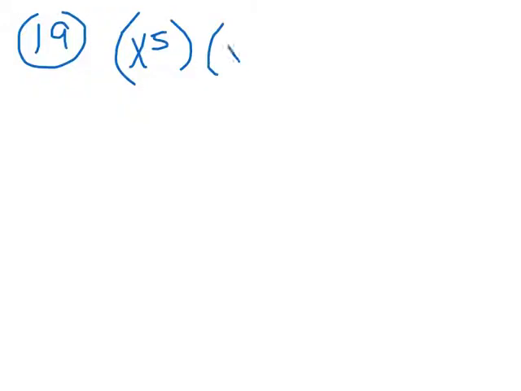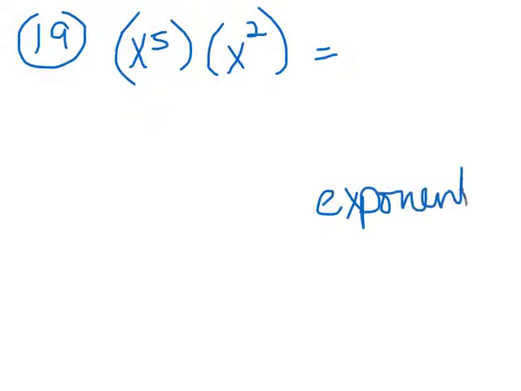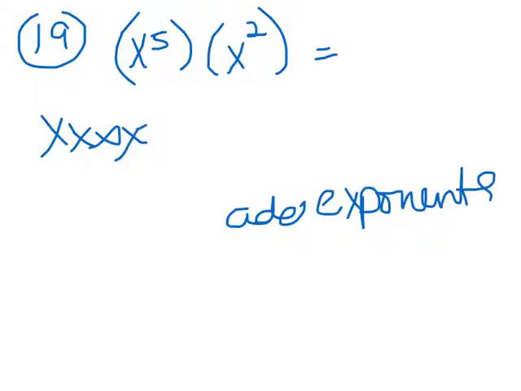x to the 5th times x squared. What's the rule when I'm multiplying and I've got exponents? What do I do to the exponents? Y'all remember? Add them. Good. Because it's like 5 x's and 2 more x's. So you can see that you add them if you write it out the long way. x to the 5 plus 2 is equal to x to the 7th power.